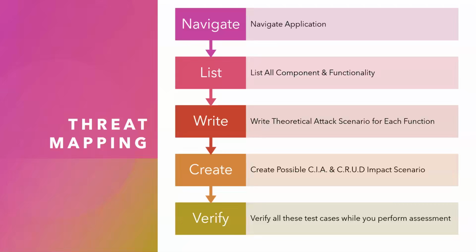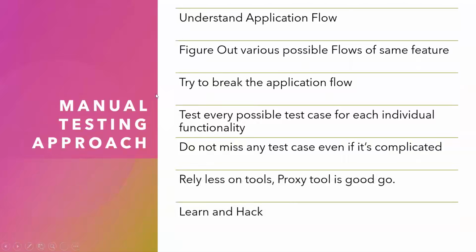So basically, if you are looking at the CRUD impact scenario and CIA impact scenario, you can narrow down those theoretical attack scenarios for a better test plan. Now, you will have a wide set of test cases to perform in your pen testing or your bug bounty assessment, whatever you're doing. Make sure that you verify all those test cases while you perform your assessment, and it will guarantee that there is a high chance you won't miss anything obvious at least, right?